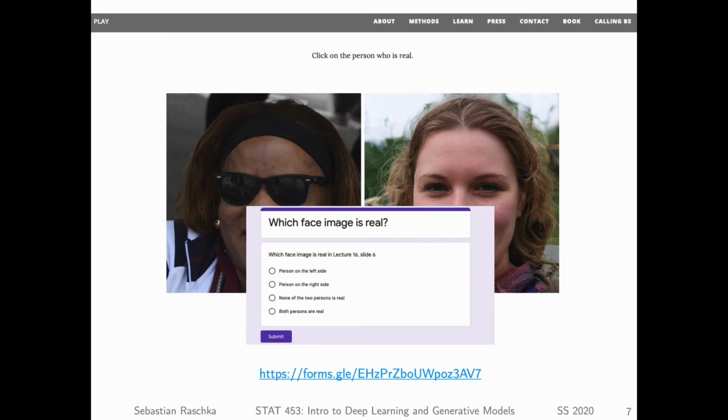So I actually set up a small Google form survey here. So maybe let me know what you think, which person is real or which face image is real, and then I will show you the results later on Piazza, so we can have a small survey to see how many of you are able to guess right here.